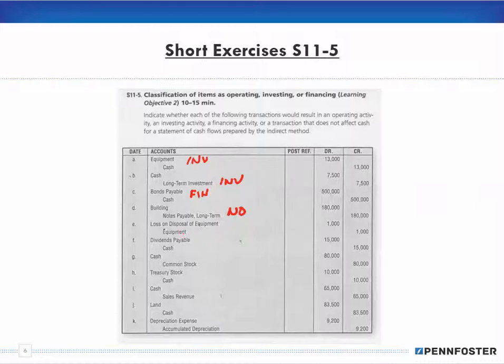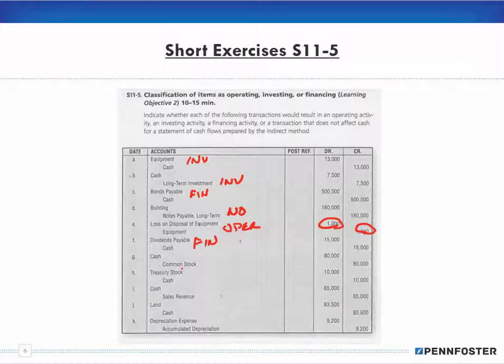Right, so E is the loss on disposal of equipment, right? A debit to loss and a credit to equipment. So we're basically selling the equipment and booking the loss. And because it's a loss, the loss is shown in the operating activities section of the statement of cash flows. All right, so F is a debit to dividend payable and a credit to cash. A dividend payable is a financing activity.